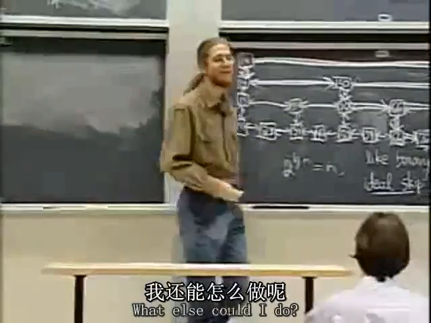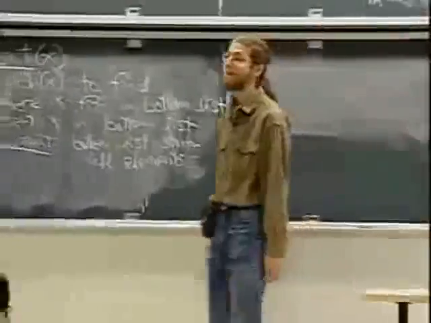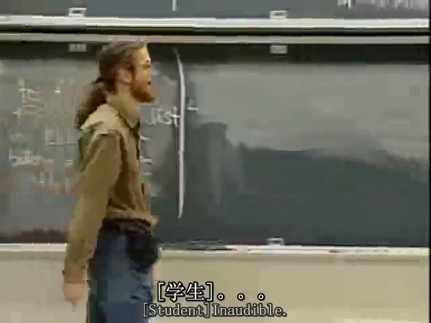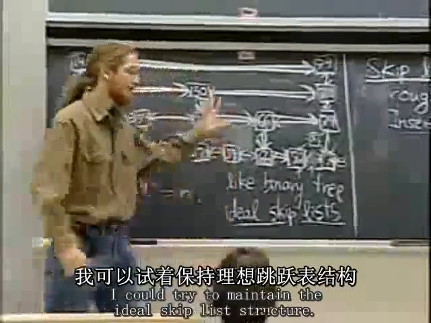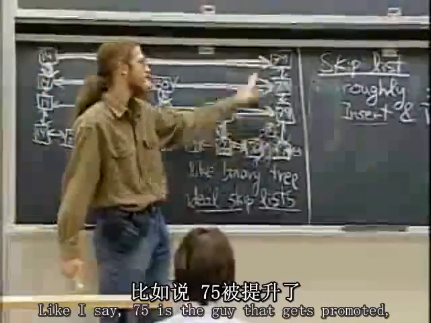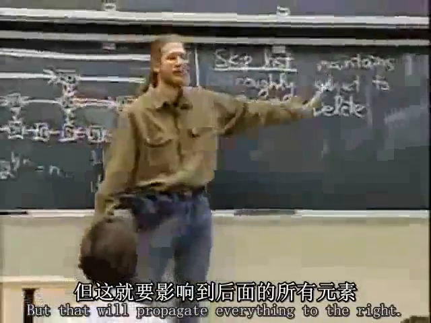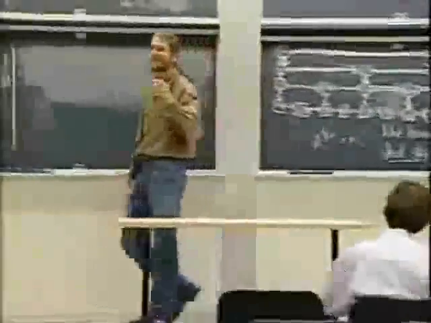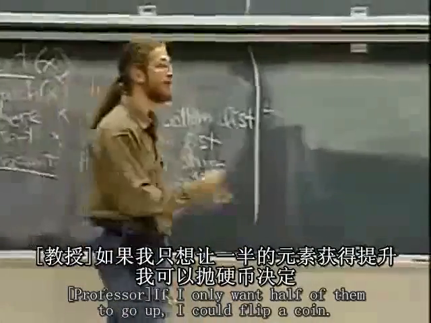What else could I do? I could try to maintain the ideal skip list structure. That will be too expensive. I could say, well, 75 now is the guy that gets promoted, and this guy gets demoted all the way down, but that'll propagate everything to the right, and that could cost linear time per update. Other idea? If I only want half of them to go up, I could flip a coin.